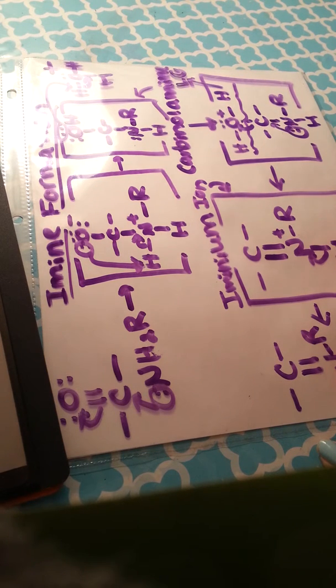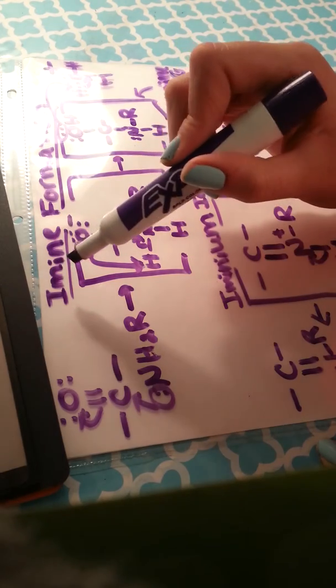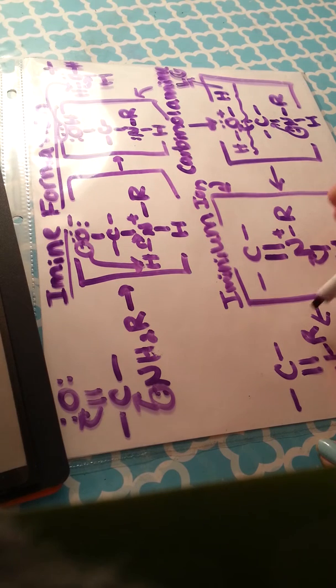And if we were doing an imine formation, this alkyl group would actually just be a hydrogen, and that would be the big difference.